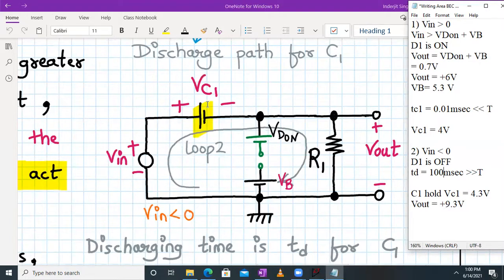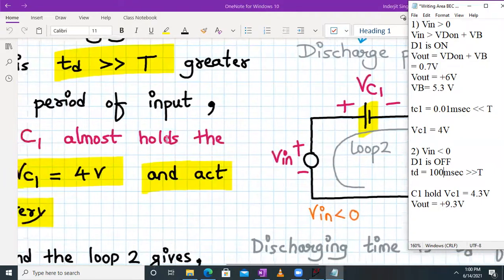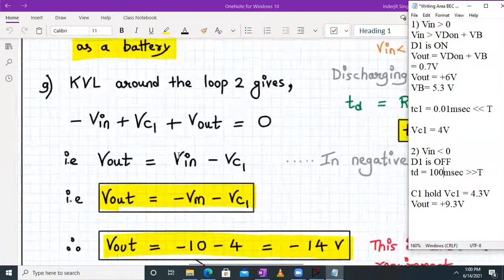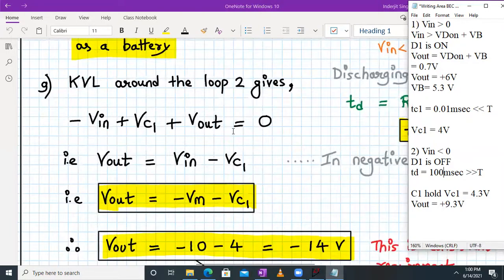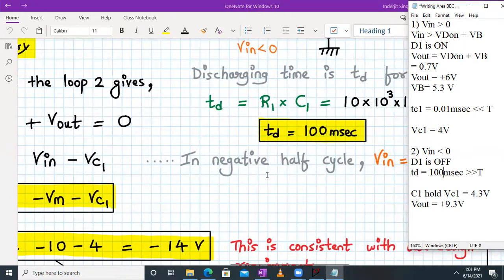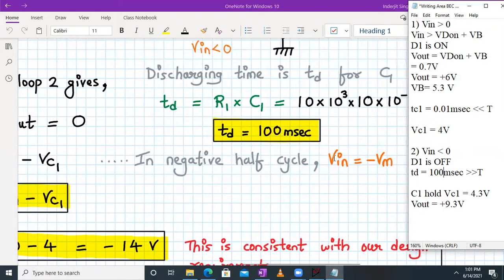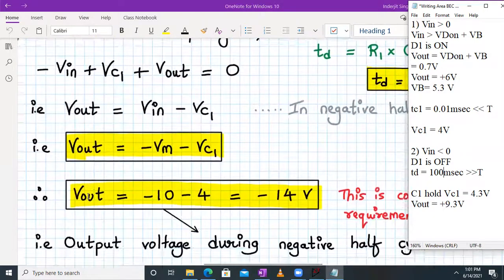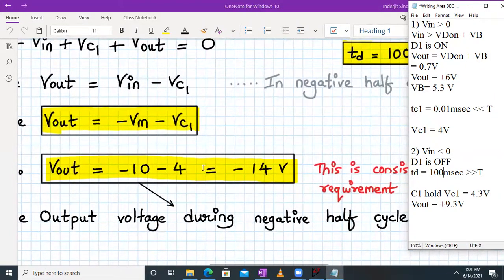So now if we apply KVL in this loop, you will get minus Vin plus Vc1 plus Vout equal to 0. So Vout will be equal to Vin minus Vc1. And we are in the negative half cycle, so Vin will be equal to minus Vm. So Vout will be equal to minus Vm minus Vc1, and that comes out to be minus 10 minus 4, which is minus 14, which is what is desired.